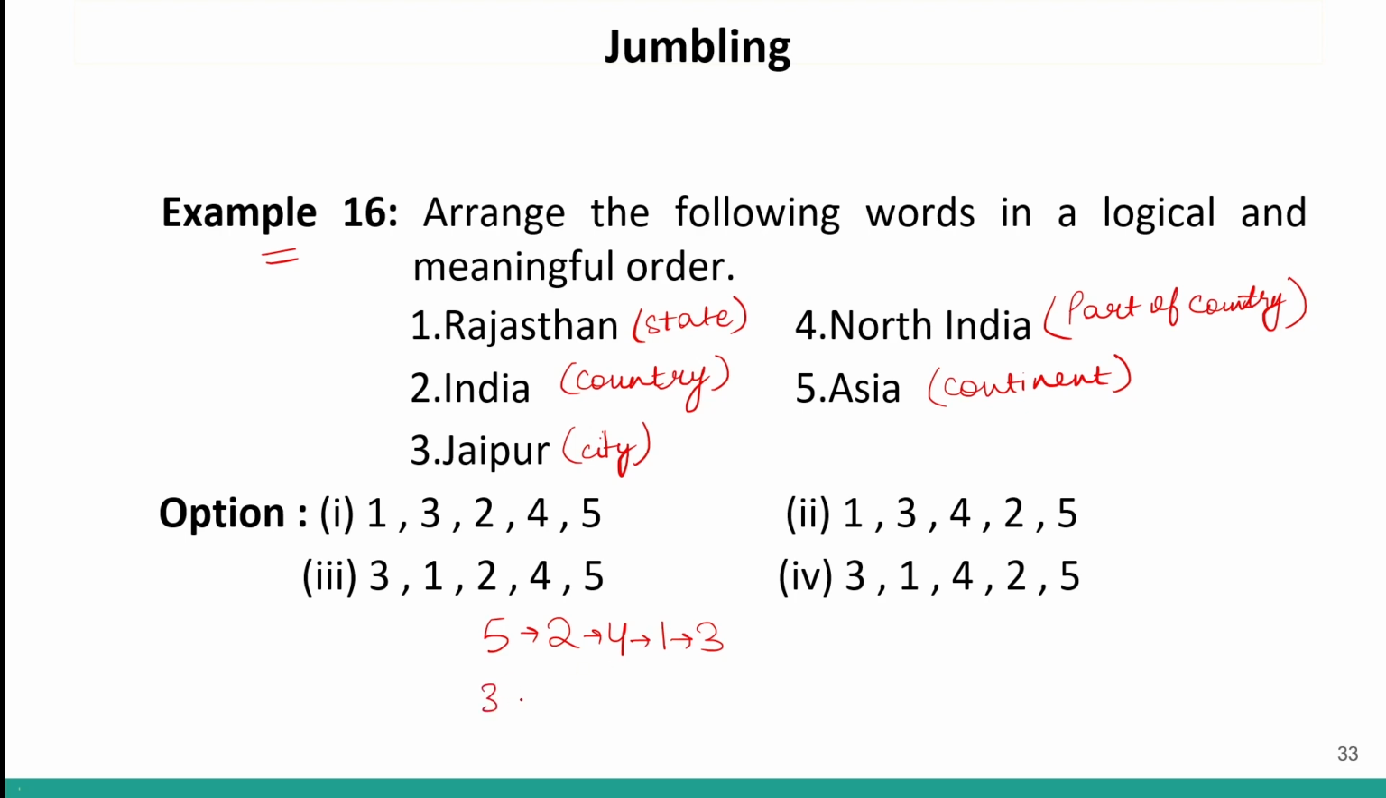So smaller will be Jaipur. It belongs in Rajasthan. Then we'll have North India, then we'll have India, and then we'll have Asia. So 3, 1, 4, 2, 5. 3, 1, 4, 2, 5 is in option number 4. So option number 4 will be the correct answer. Okay.